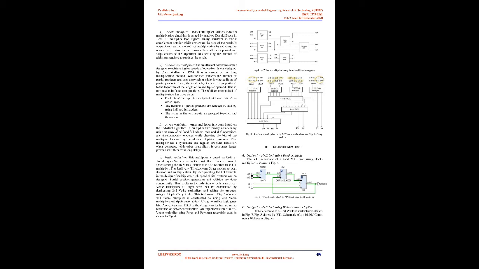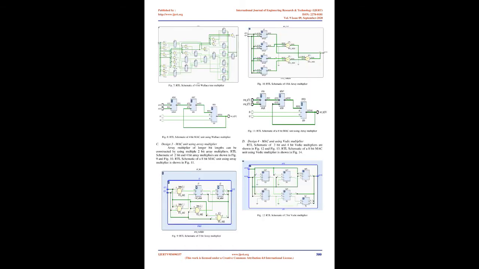Section 2 provides information regarding the basic components of a MAC unit and the types of multipliers used in this paper. The RTL schematics of all the designs are presented under Section 3. Simulation results obtained from the Xilinx Vivado tool are provided under Section 4. The comparison between the designs in terms of delay, power consumption, and FPGA utilization parameters is also presented there. The conclusion is presented as Section 5.